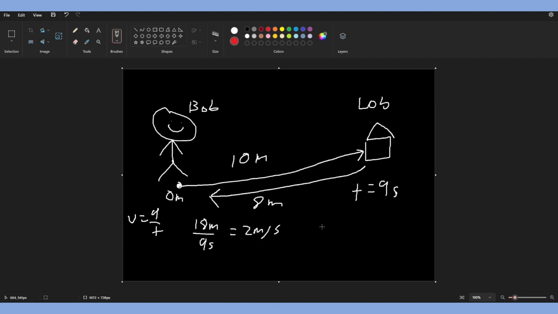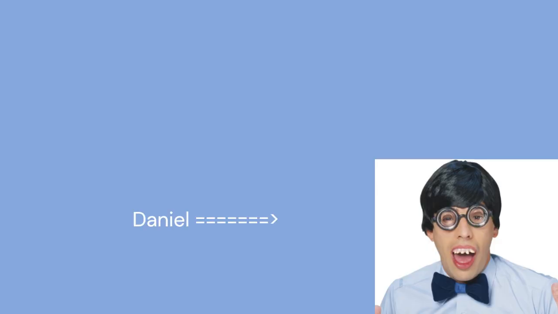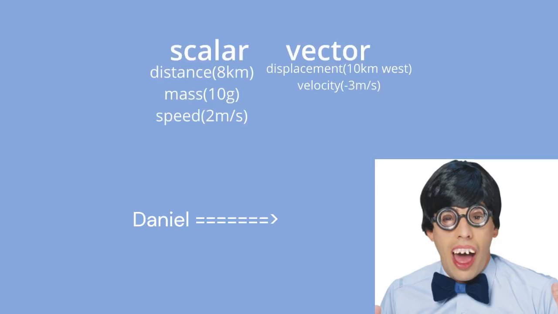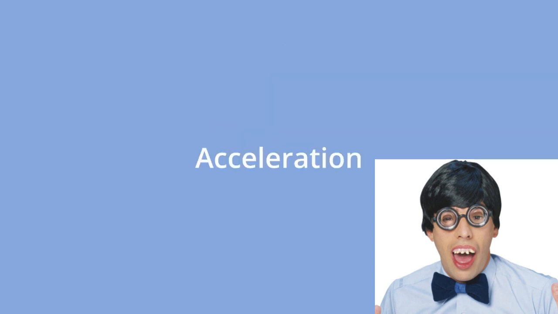Let's calculate the average velocity. The displacement will be 2 meters, and then our time here, 9 seconds. So there's our average velocity and average speed right here. And so, speed is a scalar which only has magnitude and should be positive, and velocity is a vector where it has both magnitude and direction and could be positive or negative.